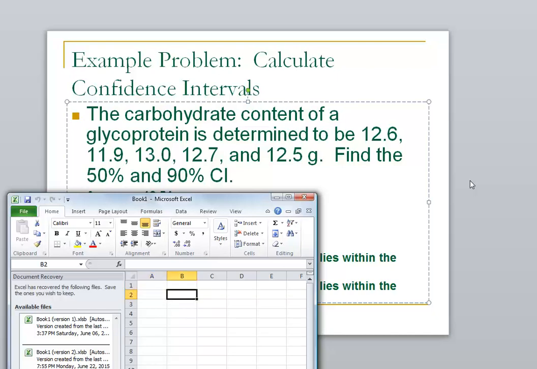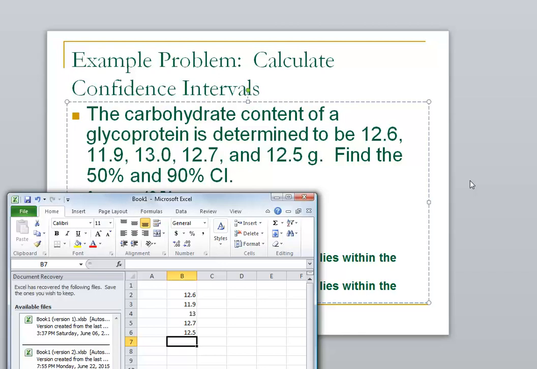So I'm just going to key in the numbers. 12.6, and I did it again. 11.9, I did it again. It was 13. I did another test. It was 12.7, and another test, 12.5. So this student T, or confidence interval, requires an average.